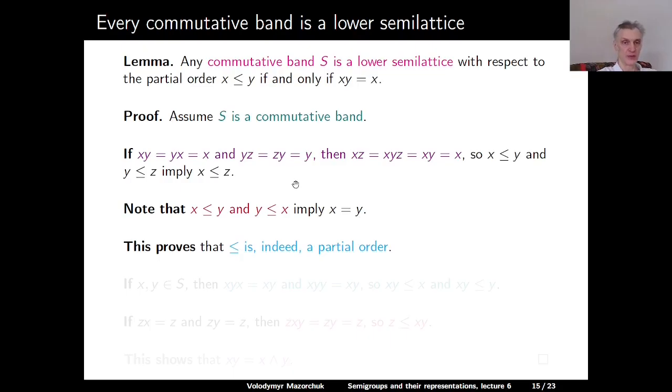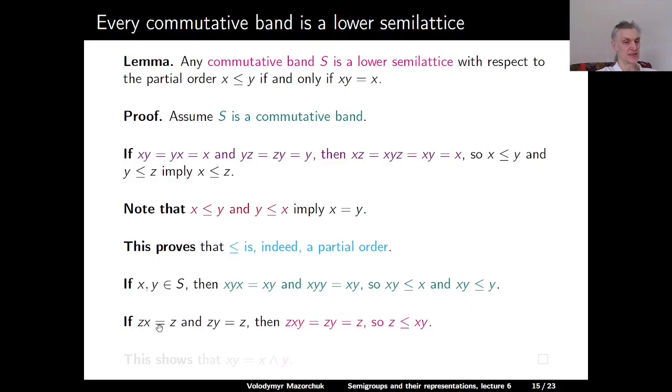Now that we have a lower semilattice, if x and y are two elements in S, then xyx is equal to xy because it's a commutative band. We can move x past y and then x squared is x. And similarly, xyy is equal to xy. So xy is definitely less than or equal to both x and y. Also, if we have an element z such that zx = z and zy = z, then zxy = zy = z, and so z ≤ xy, which means that xy is indeed the meet of x and y. And this completes the proof of the lemma.